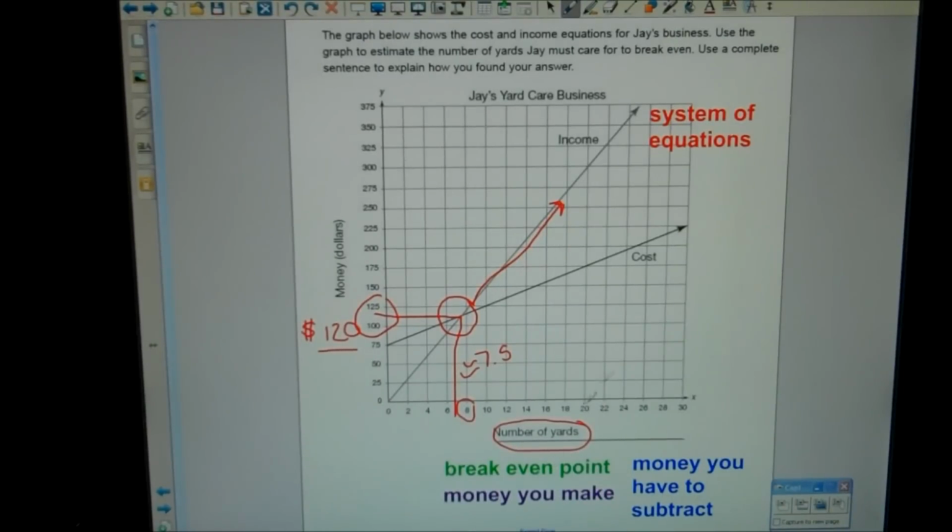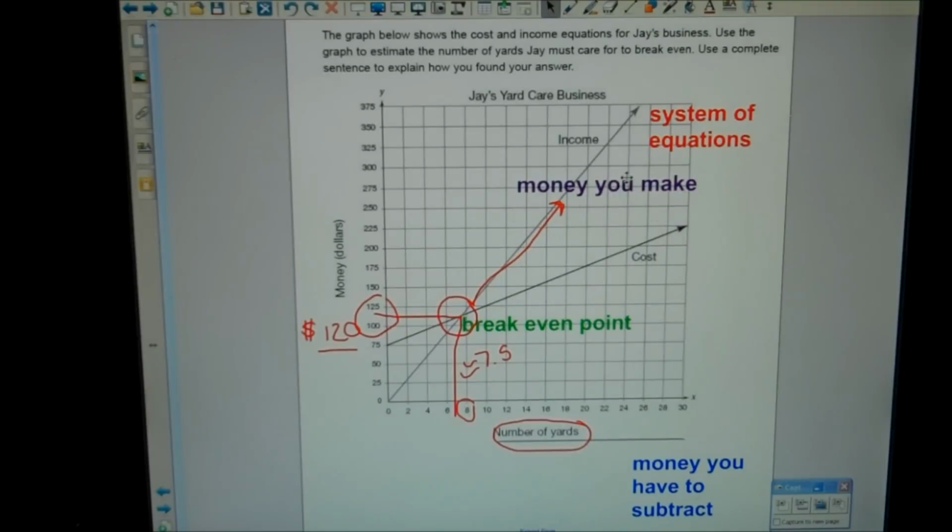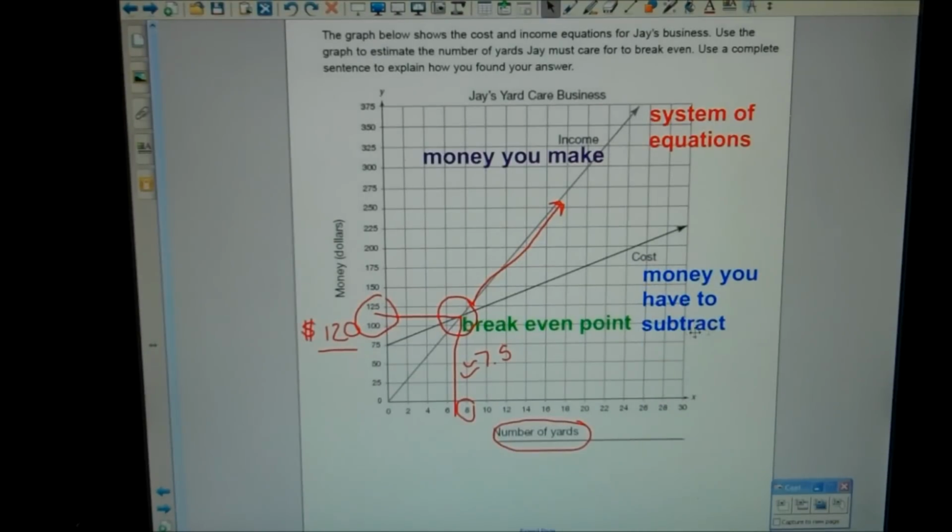Okay? Now, here's the other things you need to know. This is your break-even point. You need to give yourself a definition of that. Where those two equal, my cost and my income. My income, that's money that you make, money that you bring in. And cost, that's money you have to subtract. Please make sure you pause this and get all of your definitions down. Very important.